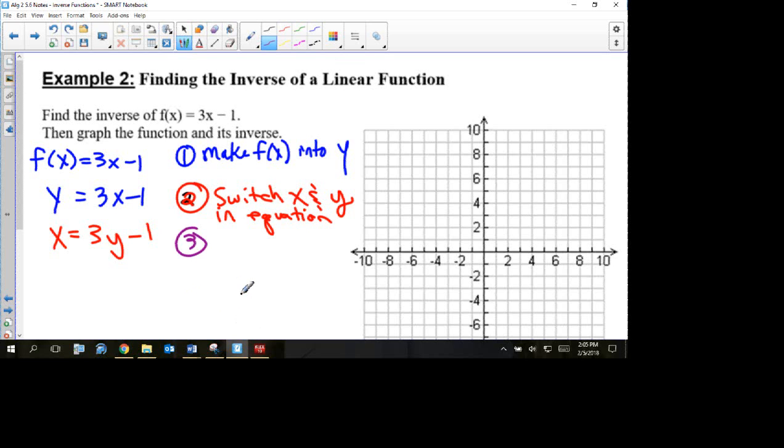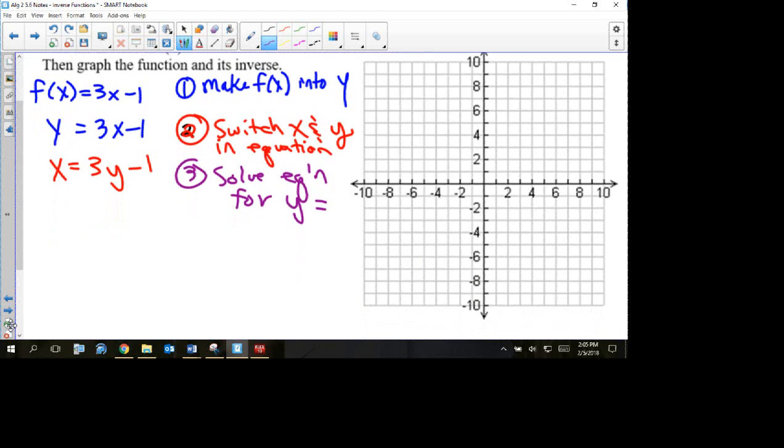Step 3. Solve the equation for y equals. I'm taking my equation and I'm going to make it y equals. So what will I do to get y by itself? Plus 1, add 1. And then divide by 3. So I'm just going to write it as x plus 1 all divided by 3.